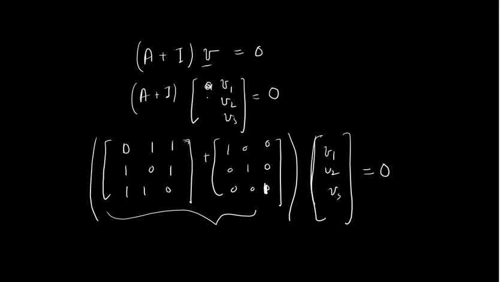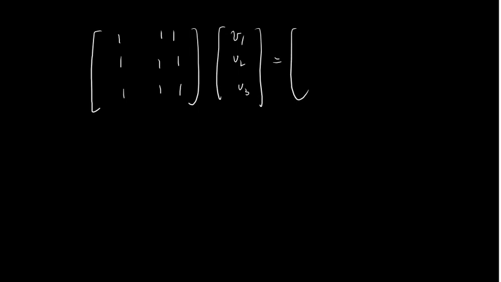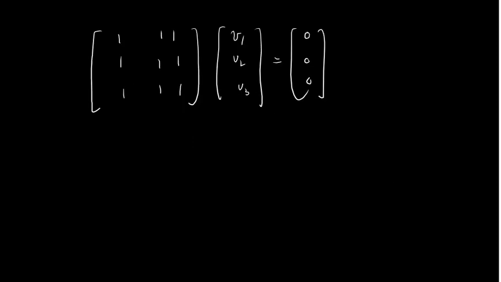So A plus I would become a matrix of all ones, multiplied by v1, v2, v3, which is equal to 0. Here 0 is a vector. We can write v1 plus v2 plus v3 is equal to 0.